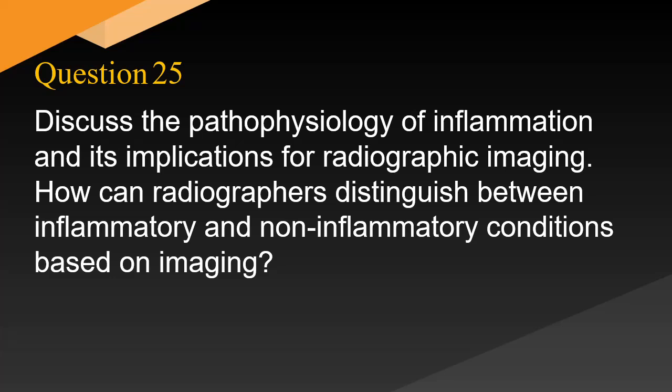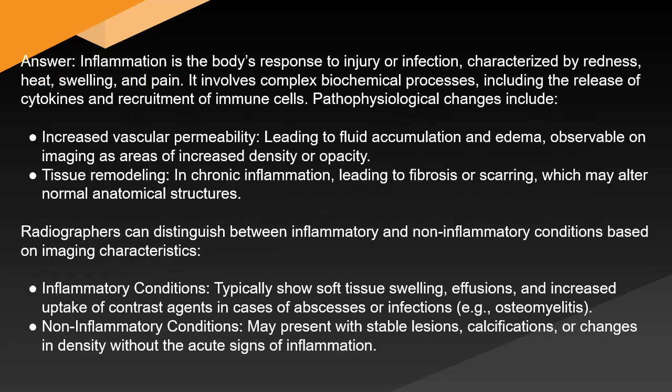How can radiographers distinguish between inflammatory and non-inflammatory conditions based on imaging? Answer: inflammation is the body's response to injury or infection, characterized by redness, heat, swelling, and pain. It involves complex biochemical processes, including the release of cytokines and recruitment of immune cells. Pathophysiological changes include increased vascular permeability, leading to fluid accumulation and edema observable on imaging as areas of increased density or opacity. Tissue remodeling, in chronic inflammation, leading to fibrosis or scarring, which may alter normal anatomical structures.